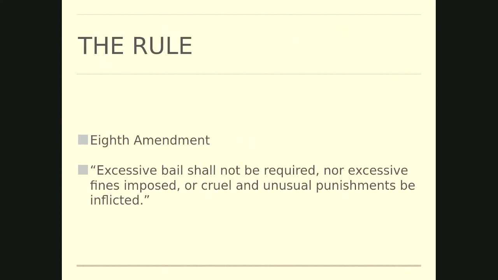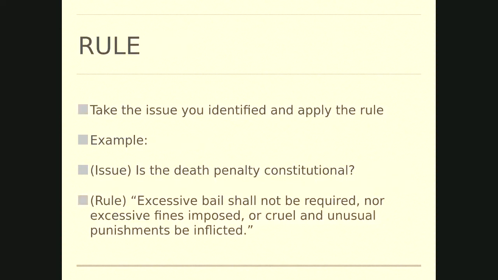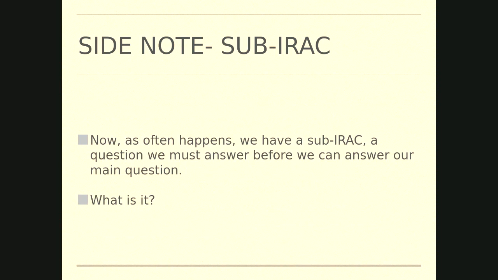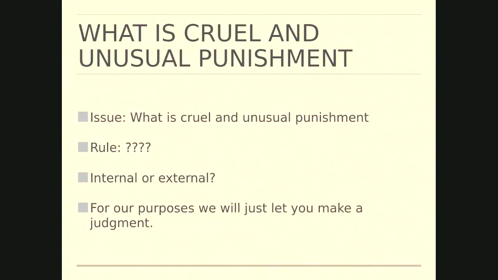So we're talking about the Constitution. Where do we go? We go to the 8th Amendment, and we will talk about this a lot more later in the semester. But basically, part of the 8th Amendment says no cruel and unusual punishment. And so this gets us to another important point, which is sub-IRAC. Now, a lot of the times this will happen. You'll have an issue. You'll go and identify the rule. But within that rule, there's another issue you have to answer. So, for example, in this case, is the death penalty cruel and unusual punishment?